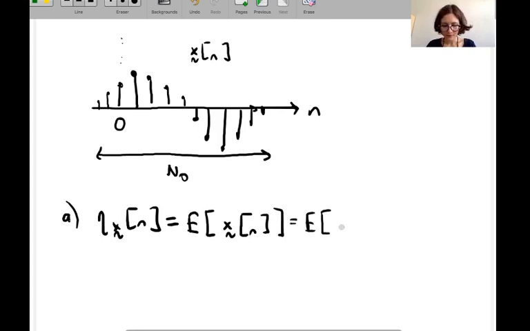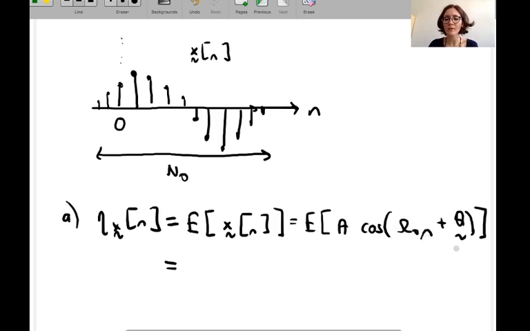So x of n is equal to A cosine omega 0 n plus some random theta. Here we have an expectation to evaluate. If you pay attention here, what is random and what is deterministic? A is a constant, deterministic. The omega 0 n term is time varying, but it's something deterministic, right? So the only thing that's random in here is theta. When we evaluate this expectation, the only randomness comes from theta. So we should compute this expectation by integrating over the density of theta.